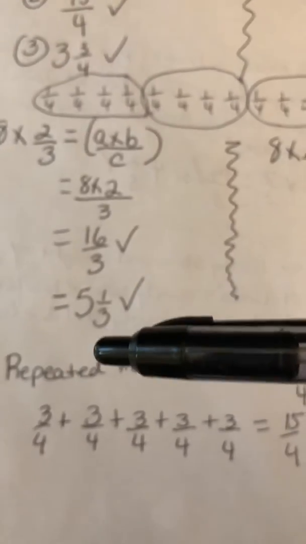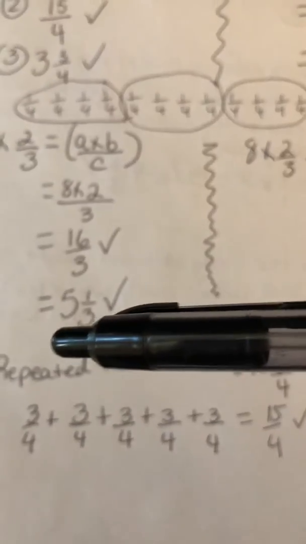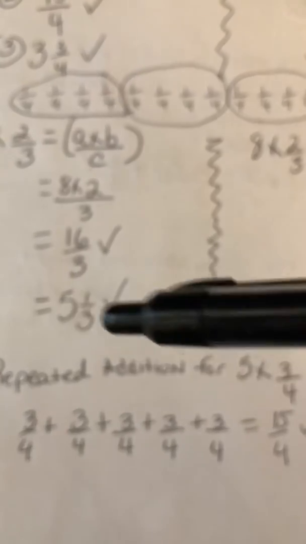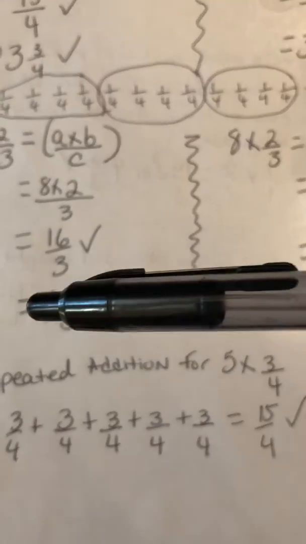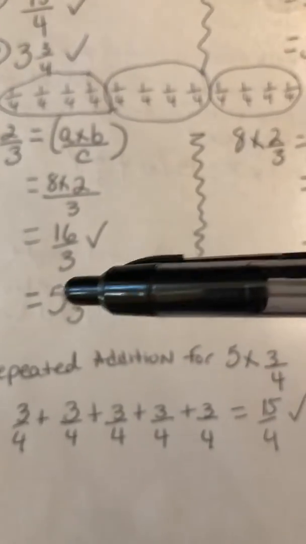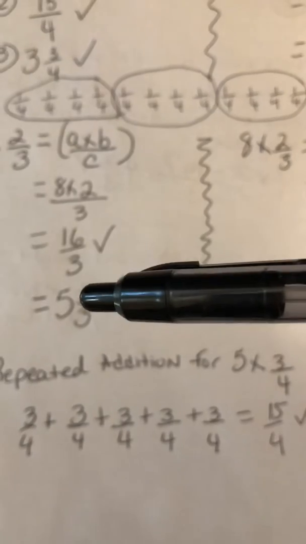If I was writing out 16 groups of thirds here, remember how many thirds make one whole? So every time I would count 3/3, I would circle them. And when I do that, I would be able to circle 5. That's the closest that I'm going to get to 16/3.